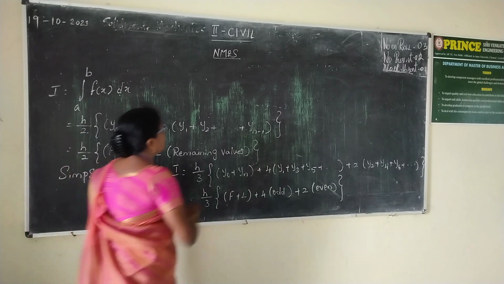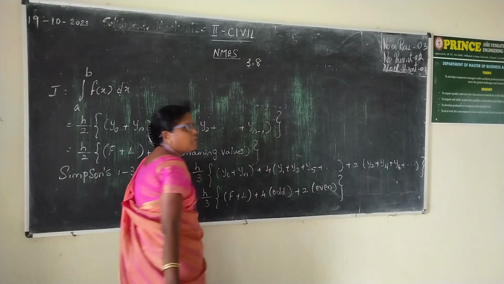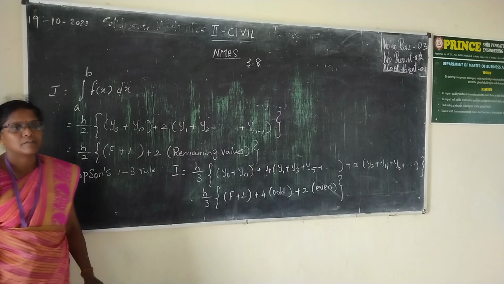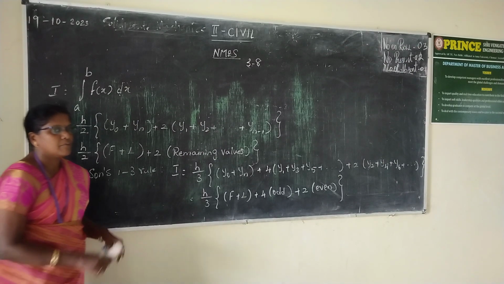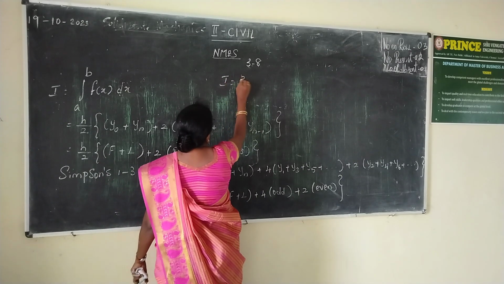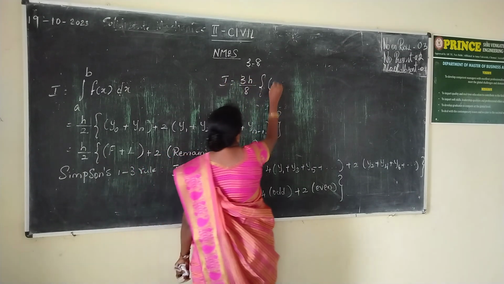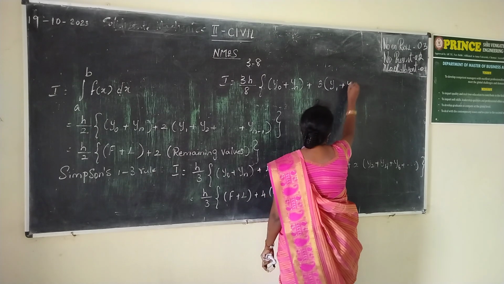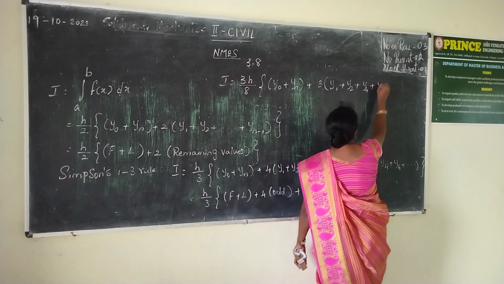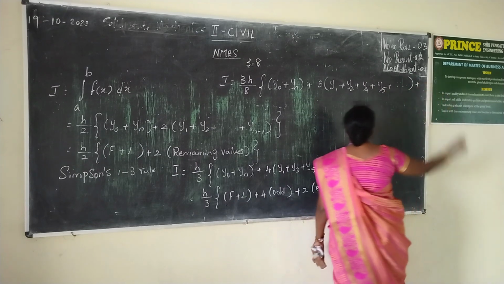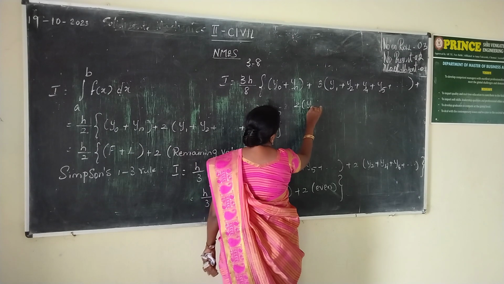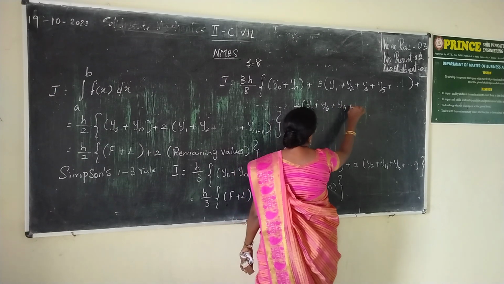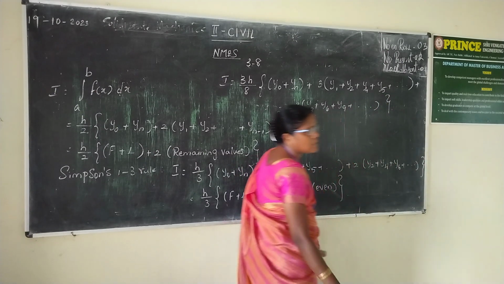Next one, Simpson's 3/8 formula. I is equal to 3h by 8 into y0 plus yn plus 3 into y1 plus y2 plus y4 plus y5 plus etc. plus 2 into y3 plus y6 plus y9 plus etc. This is the Simpson's 3/8 formula.